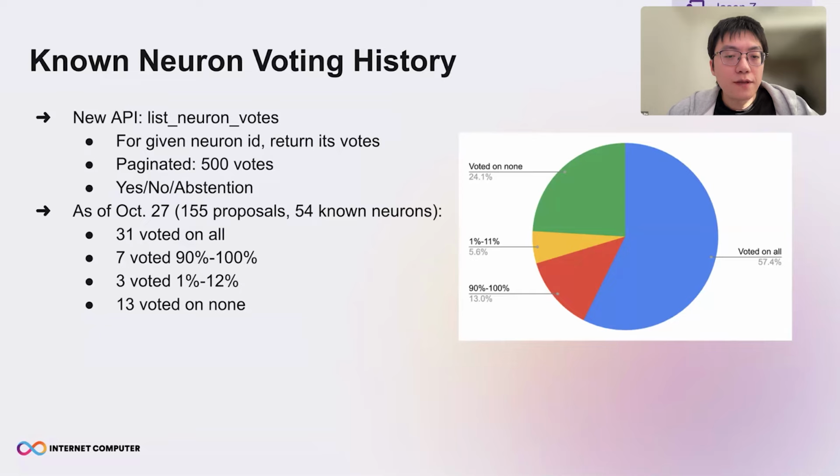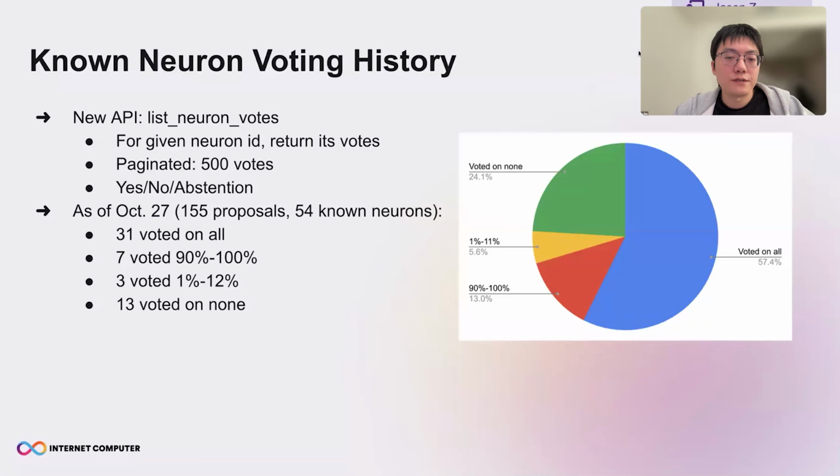Now, anyone can query this API to learn about the votes of any known neuron. As of October the 27th, when I collected the data myself, votes of 155 proposals were recorded for the 54 known neurons. 31 of them, which is more than half, voted on every proposal. 7 of them voted on more than 90%, but not all of the proposals. 3 neurons voted on between 1 and 12% of the proposals, and 13 of them didn't vote at all.